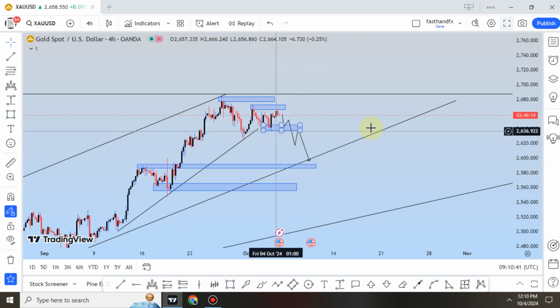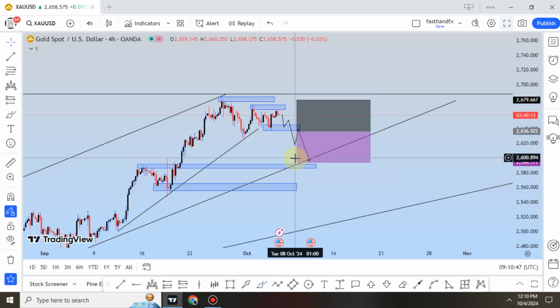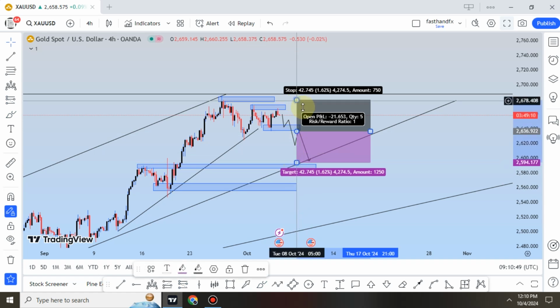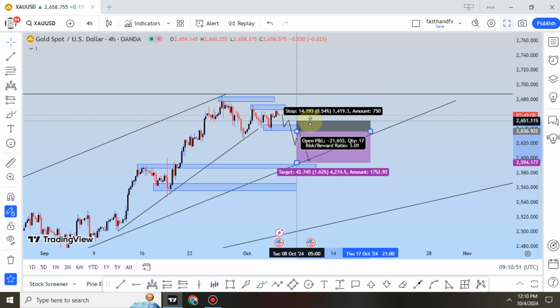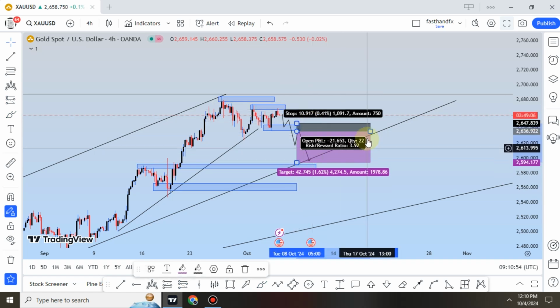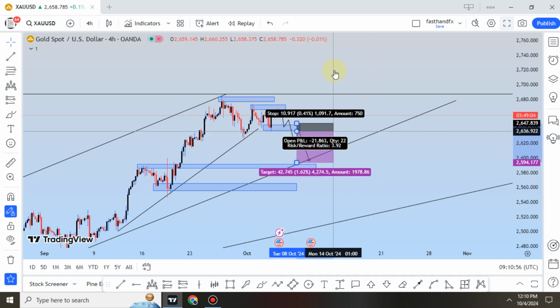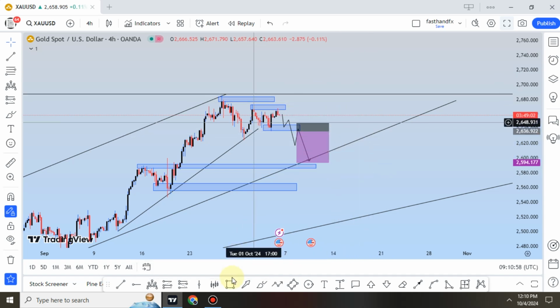Once we see gold taking out this low, we anticipate a retest right here, then target this level, which is about 4,274 points. That's around 427 pips, right? Let's just have this right there. That's good. Now probably NFP might just drop it, because gold is crazy when news drops.